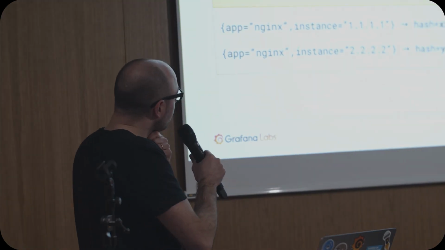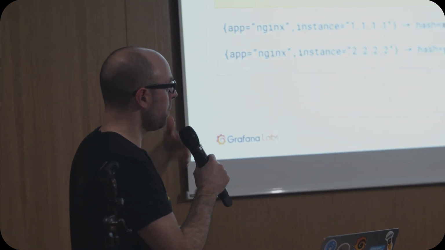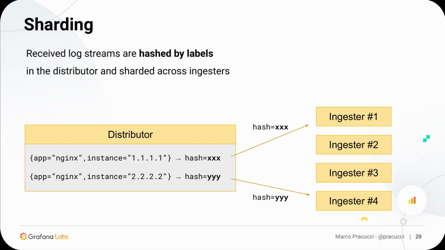Now, previously I mentioned that when Promtail pushed the logs to Loki, the entry point is the distributor. And I also mentioned that one of the things the distributor does is sharding.